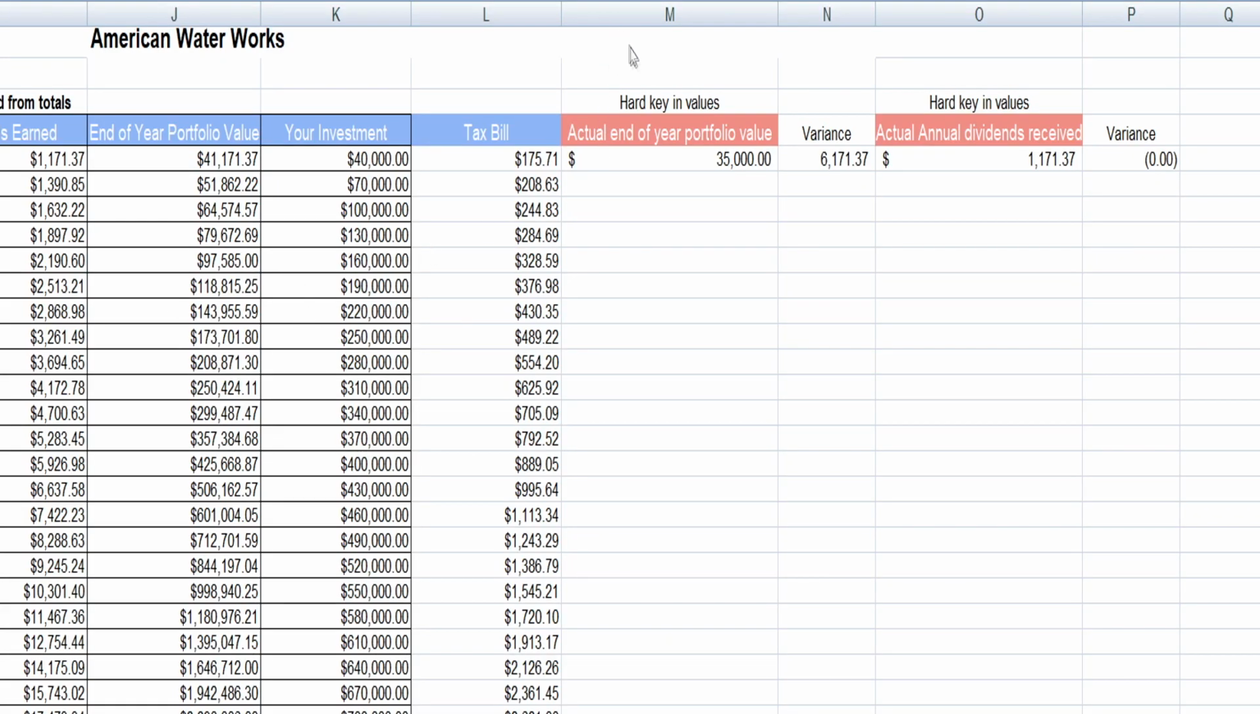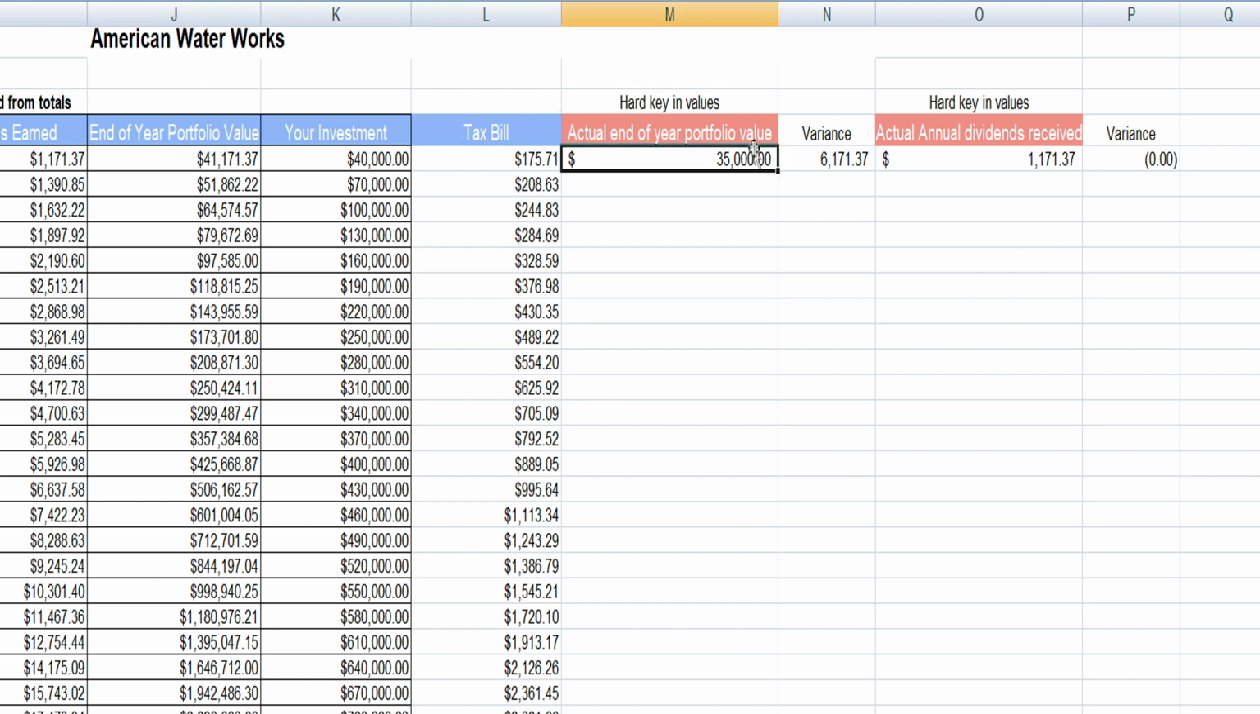As an added bonus, I've added a variance analysis on column M and column O so you can actually see if you're on track based on your forecast. Because remember, this spreadsheet is a forecast, but you'll want to update it from year to year. At December 31st of each year, type in the real fair market value of your account in column M, and compare it to the forecast of column J.